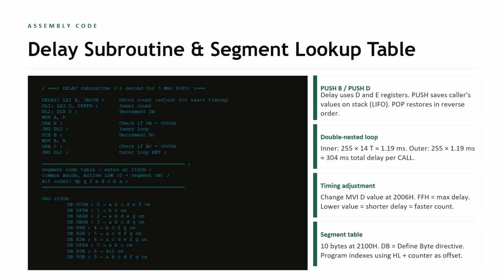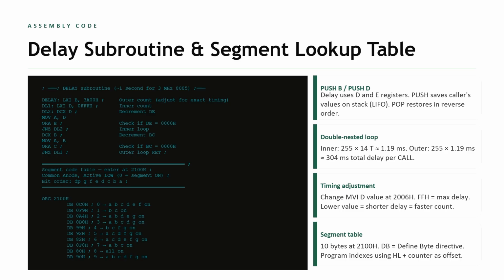The segment code table starts at address 2100H. There are 10 bytes, one for each digit 0 through 9. These are common anode active low codes, like C0 for 0, F9 for 1, A4 for 2, and similarly for the rest.